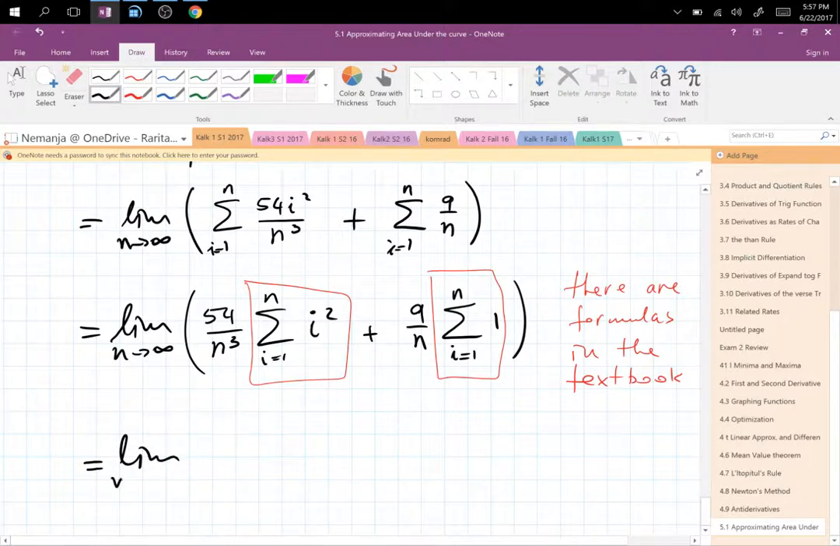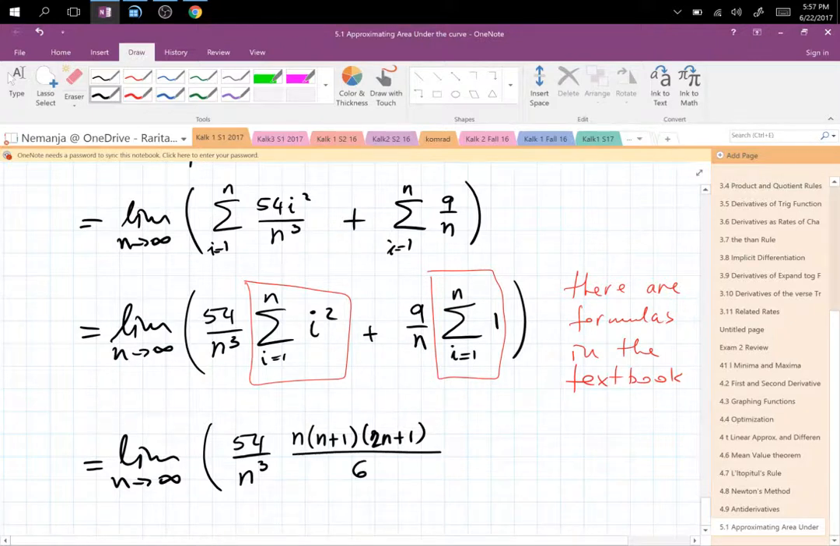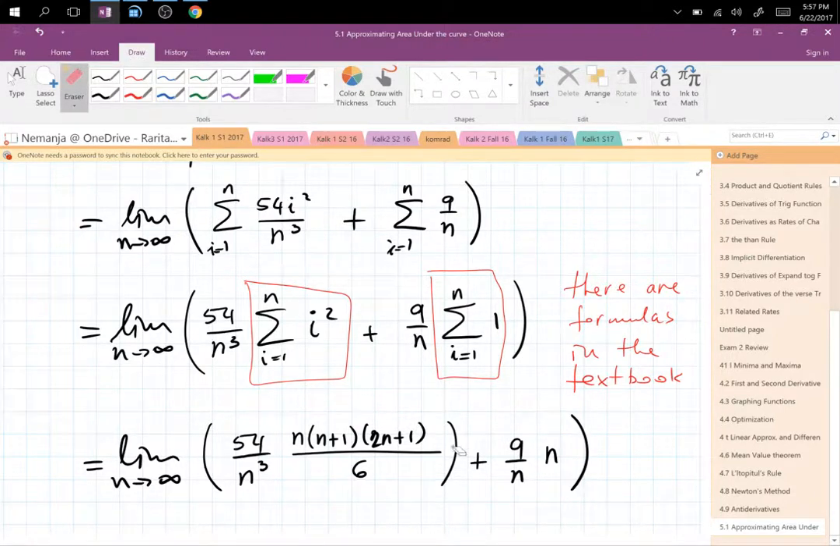So we have our limit, n goes to infinity, and then I have 54 over n cubed, and then i squared is given as n plus 1, 2n plus 1 over 6, plus 9 over n, and when you have a constant, it's just going to be cn, so just times n. Parentheses closed in the wrong spot. There we go.